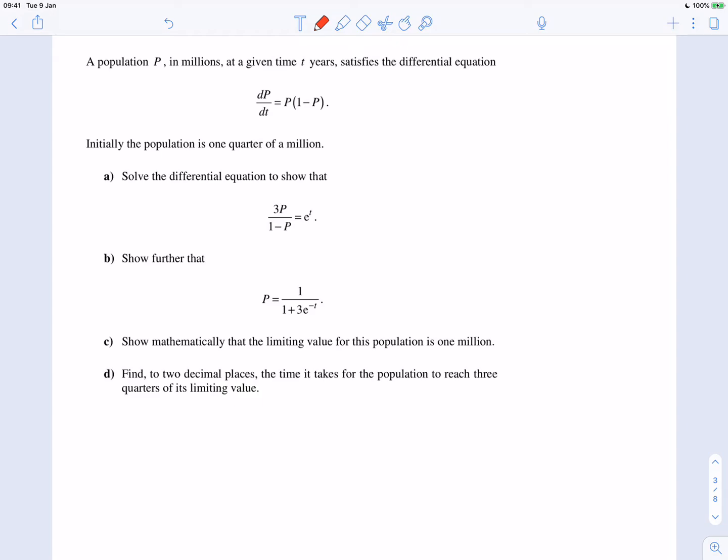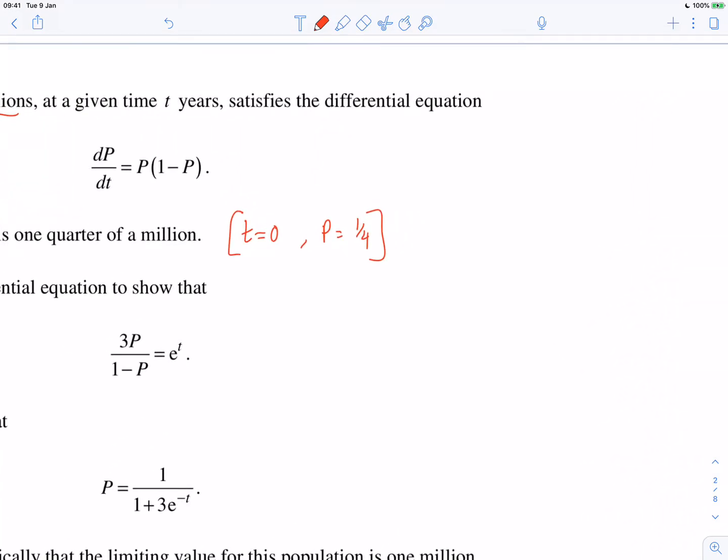Okay. A population P in millions at a given time t years satisfies that differential equation. Initially, the population is 1/4 of a million. Okay, so what's that saying? Initially means that when time is 0, P is 1/4 of a million. Well, if P is in millions, that means P equals 1/4. So these are actually our initial conditions, and we're going to use them to find a particular solution to our differential equation. So this is variable separable.